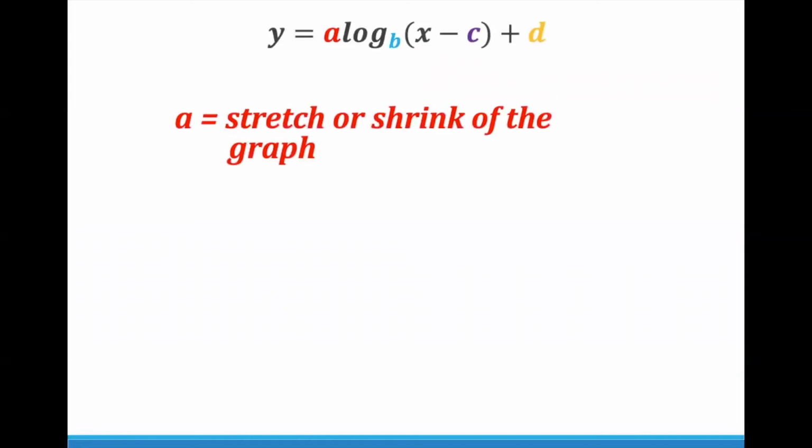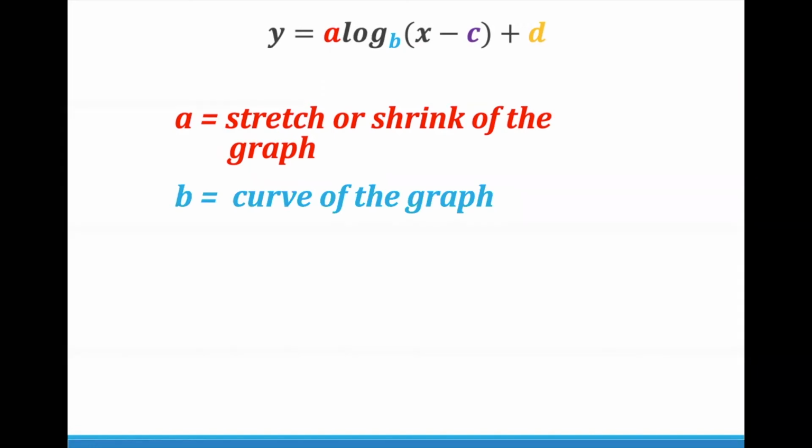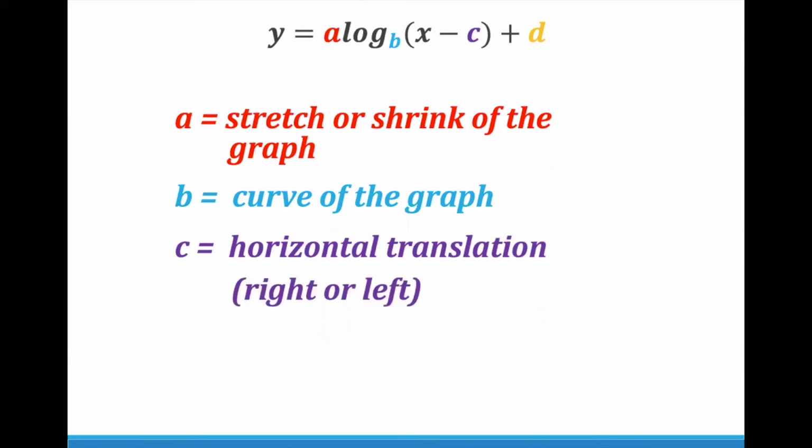So, getting the summary of this, again, this is what you explored in the activity in the Desmos. A is the stretch or the shrink of the graph. B is the curve of the graph, or whether it is increasing or decreasing. C is the horizontal translation, right or left. And then D is the vertical translation, up or down.